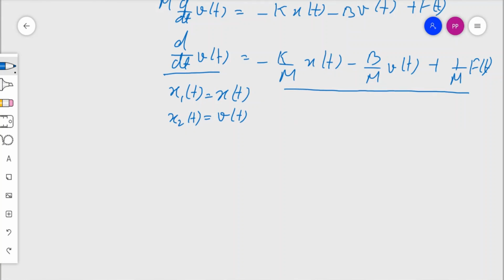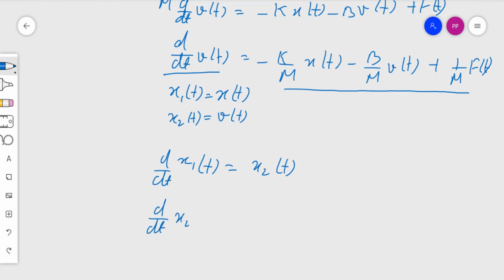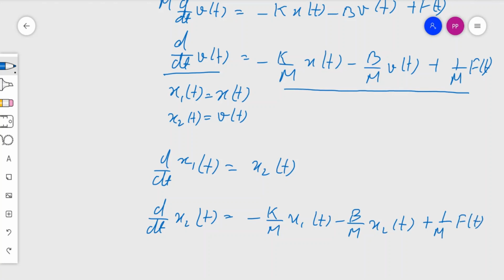d by dt of x1(t) is equal to x2(t), and d by dt of x2(t) is equal to minus k by m x1(t) minus b by m x2(t) plus 1 by m of f(t). So that is, f(t) is basically the forcing function or input to the system.